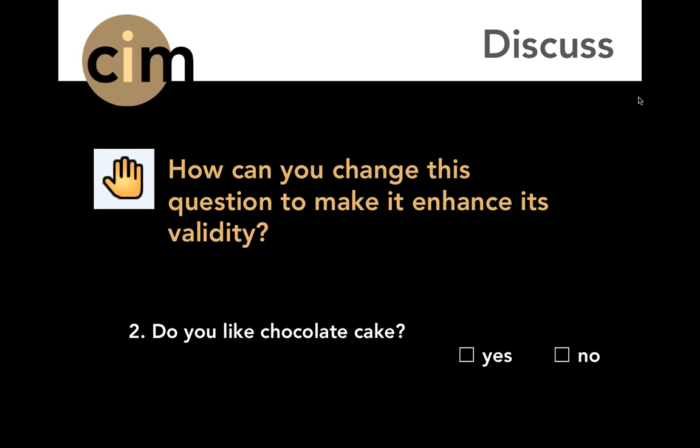Yeah, the problem with the question that's there at the moment, do you like chocolate cake, is that it's obviously not valid at all. It's not really going to give you anything for your research question because I love chocolate cake, but it doesn't mean I actually eat it. So the answer wouldn't give the response you're looking for in the research question. So something like, how many times a day do you eat, and then list the items or something like that.